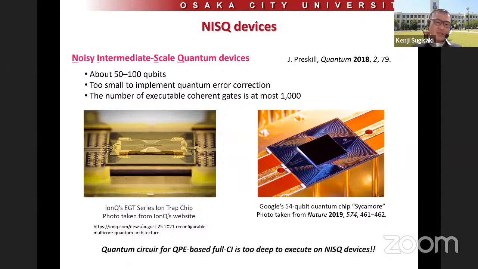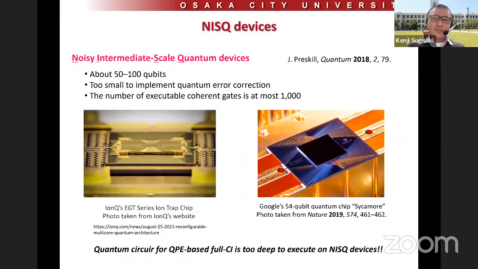So basically, in the previous talk, I explained how to construct the quantum circuit for the time evolution operator, which is required in quantum phase estimation based full CI. But the quantum circuit for quantum phase estimation based full CI is too deep to execute on these devices. So basically, the QPE is very promising for quantum chemical calculations, but currently it's almost impossible to execute on these devices to obtain meaningful results, especially for larger molecules.